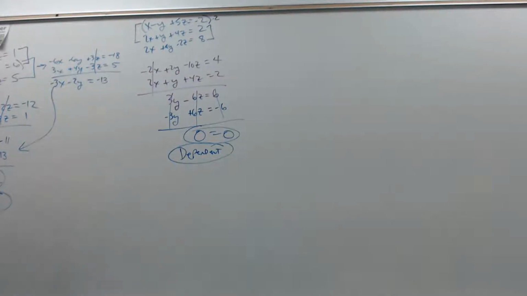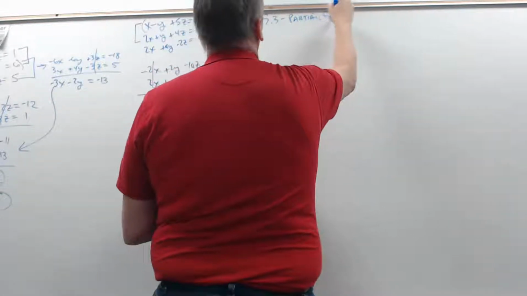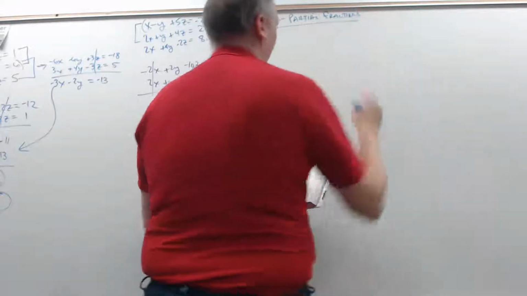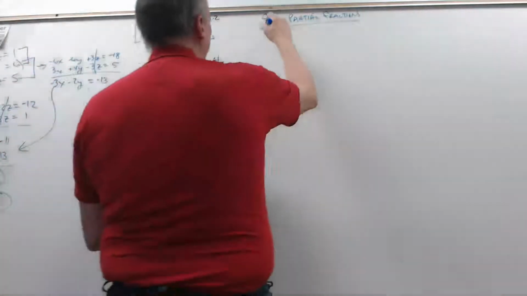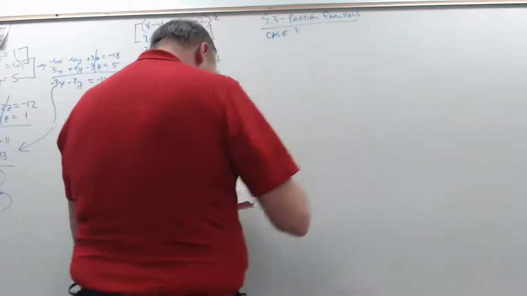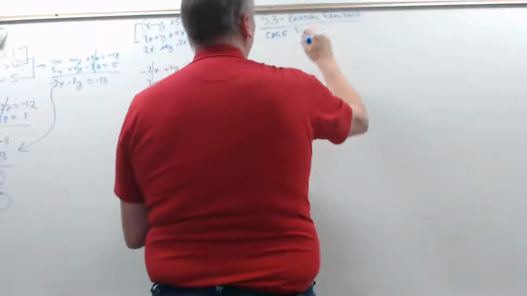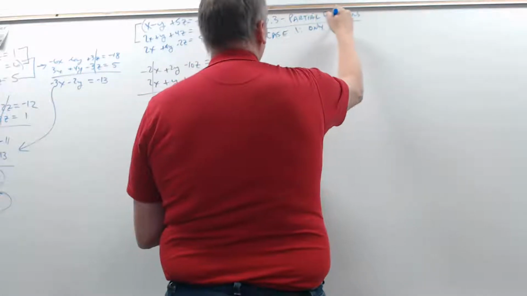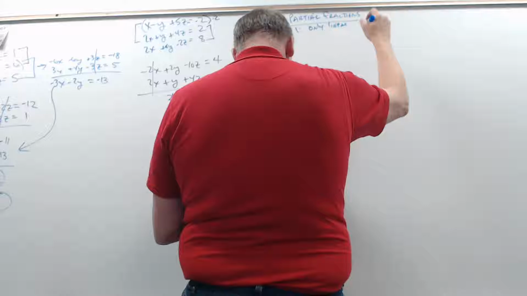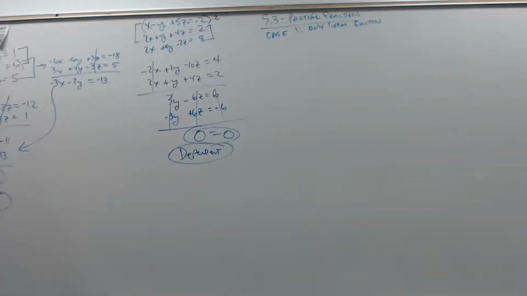All right, so 5.3. 5.3 is partial fractions. Okay? And we're going to have 4 cases. Case number 1 is linear partial fractions. Case number 1 is only linear factors. Okay, there's actually going to be 4 cases that we're going to go over here.